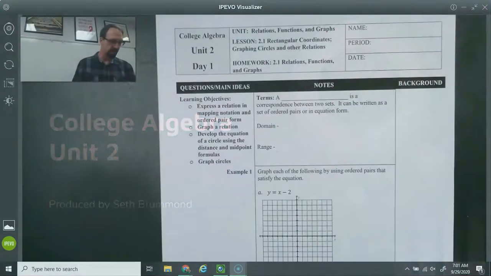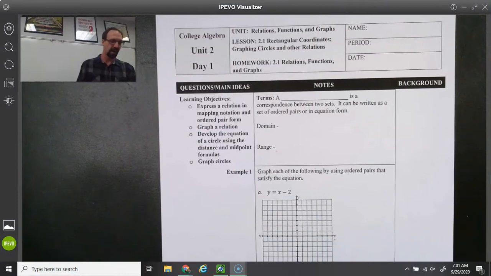In this section we're going to be focusing on relations, functions, and graphs. This one talks about the rectangular coordinates. That's the coordinates that you're probably most familiar with, the Cartesian plane. Graphing circles, and then also graphing some other relations.